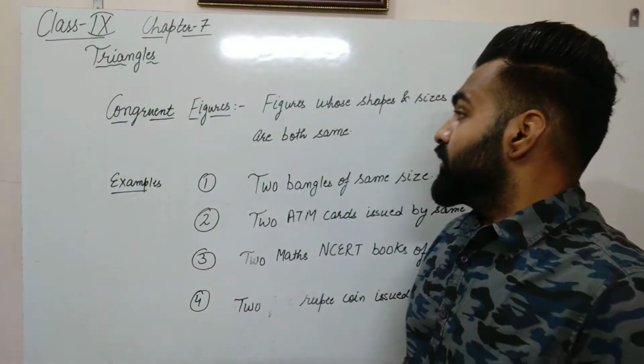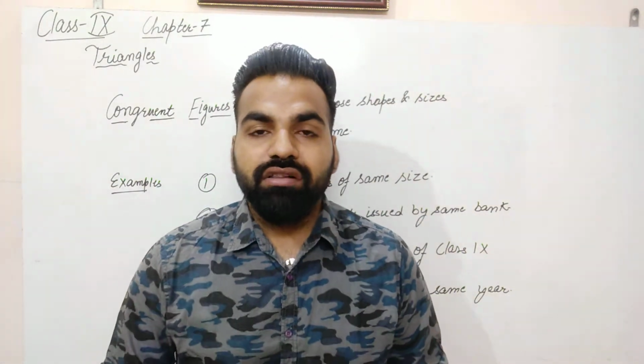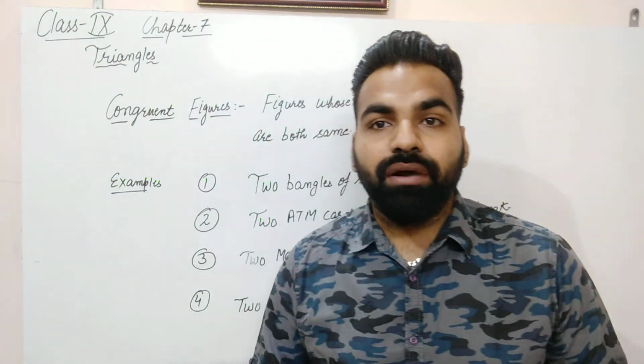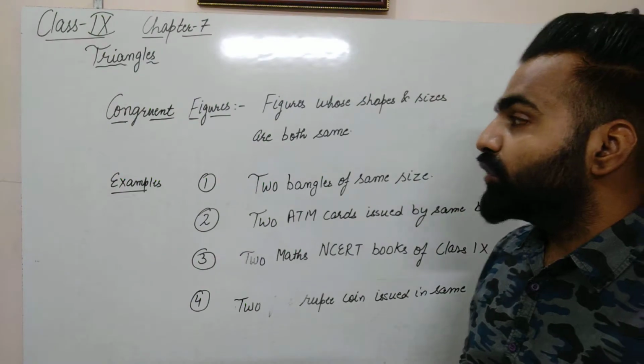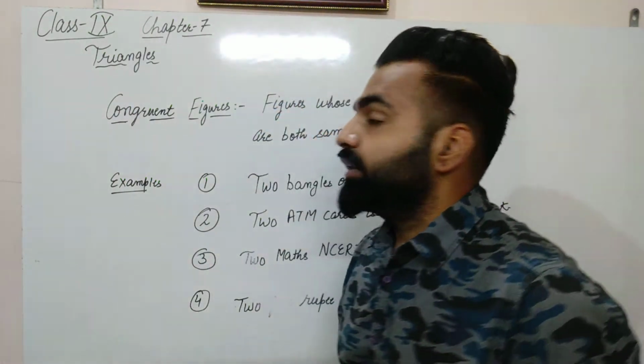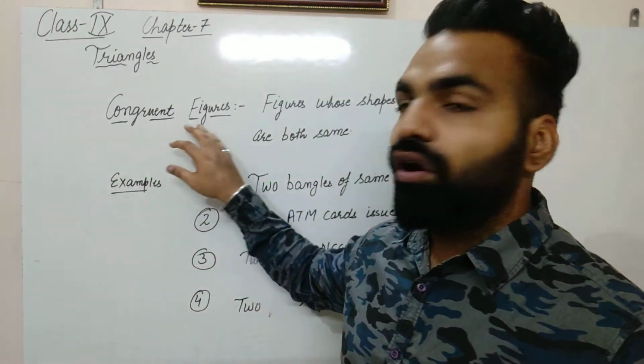Triangles. So this chapter is all about congruency. We have all studied congruency in class 7th, so we will discuss congruency in this chapter: how to prove congruency in triangles. Clear everyone? So the chapter name is triangles. The first property we have to study is congruent figures.